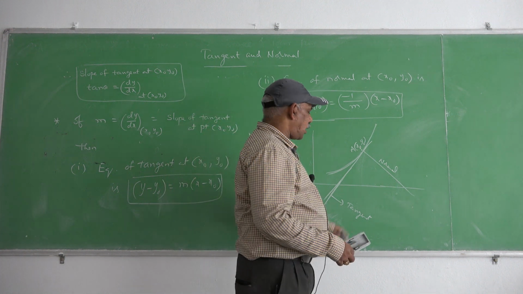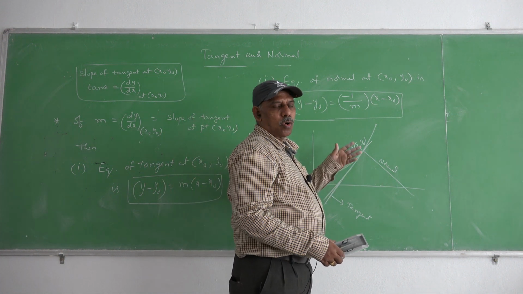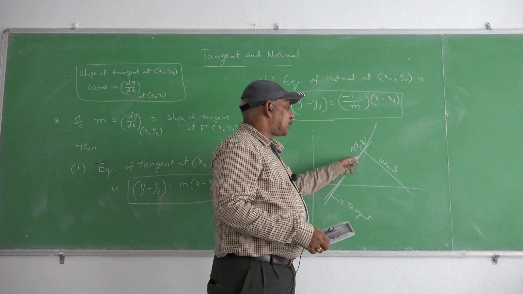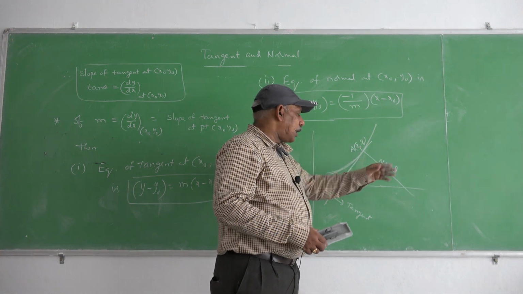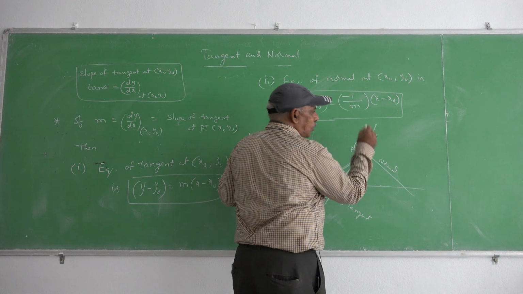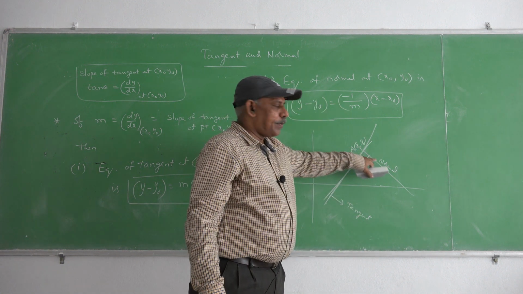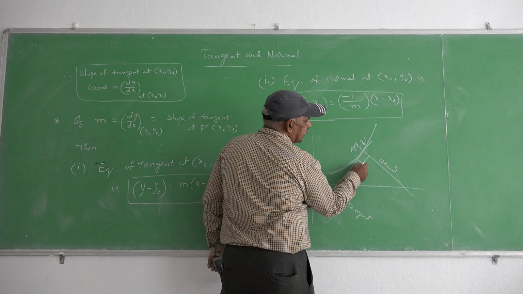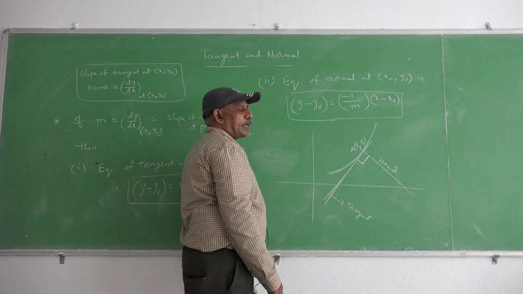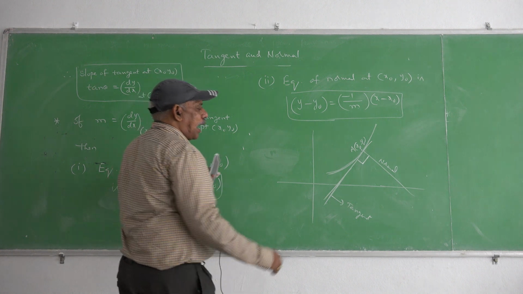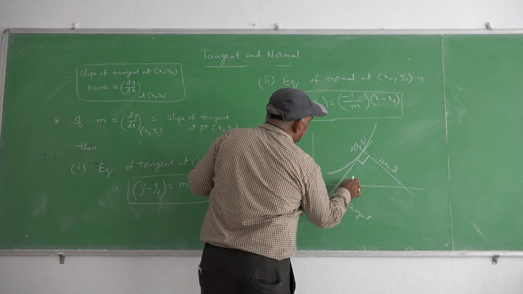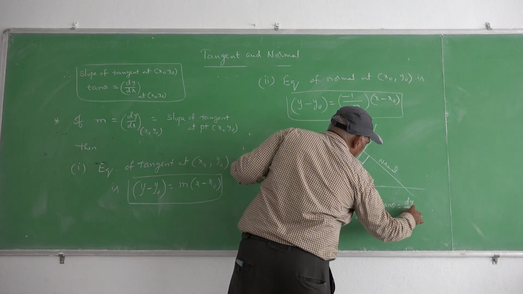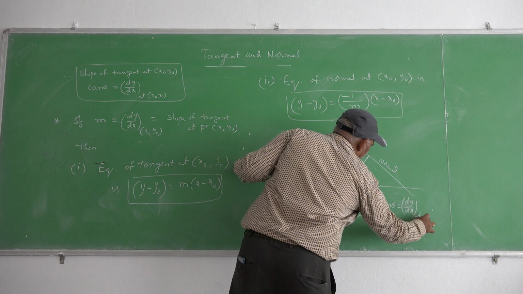Normal is always perpendicular to the tangent drawn at the contact point. Contact point means where the tangent touches the curve. Here the tangent line touches the curve at x naught y naught. The perpendicular drawn to the tangent at a contact point is nothing but normal. So here the angle between tangent and normal is always 90. And suppose this angle is theta, then tan theta is given by the first derivative of the curve, dy by dx at the point x naught y naught.